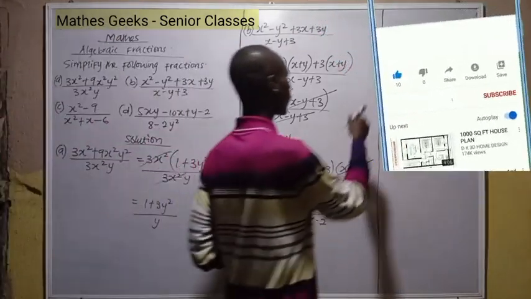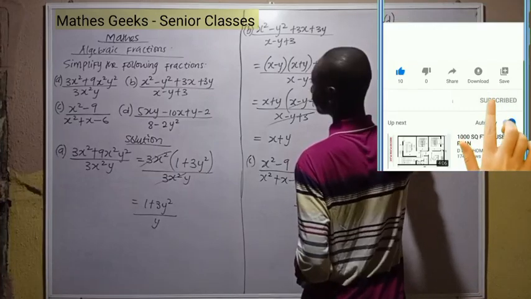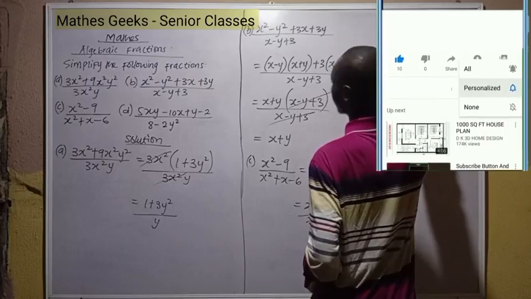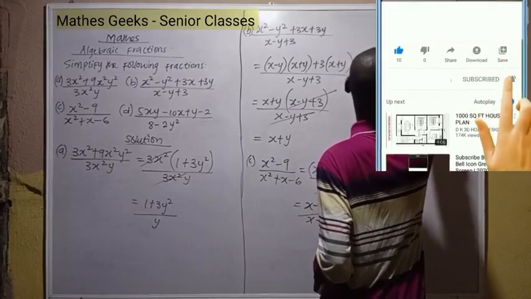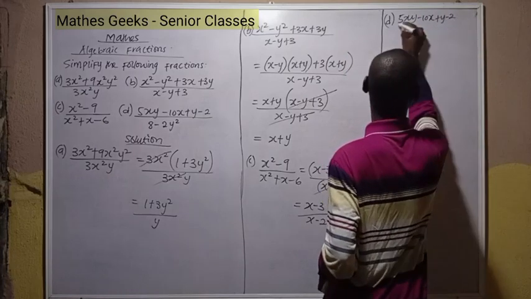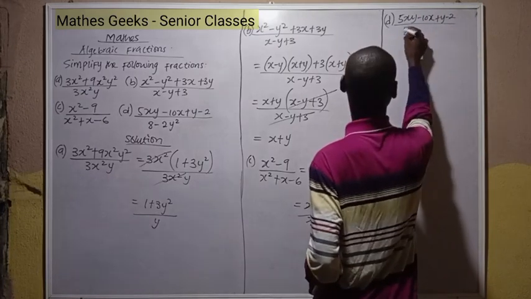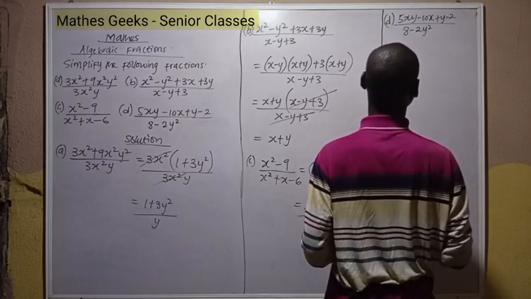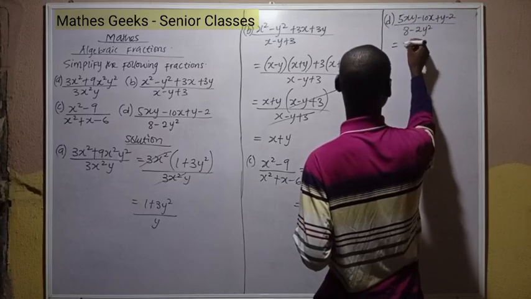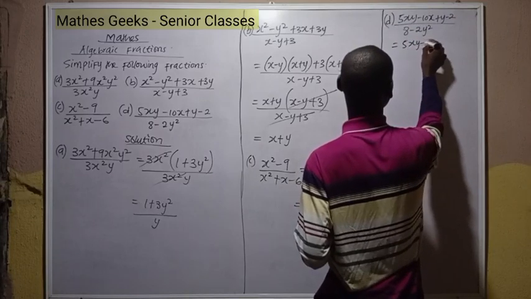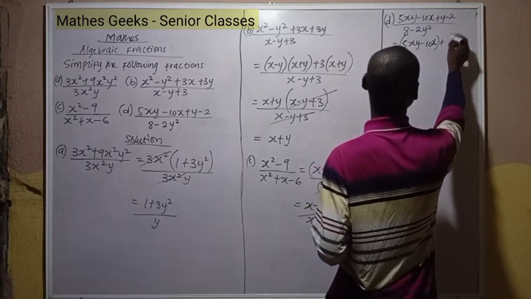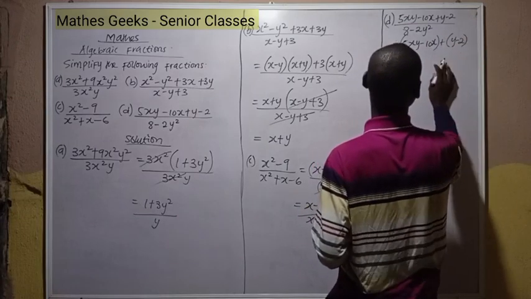D. 5xy minus 10x plus y minus 2 over 8 minus 2y squared. For 5xy minus 10x, we have commonality, so we bring it out: 5x times y minus 2, and then plus y minus 2.